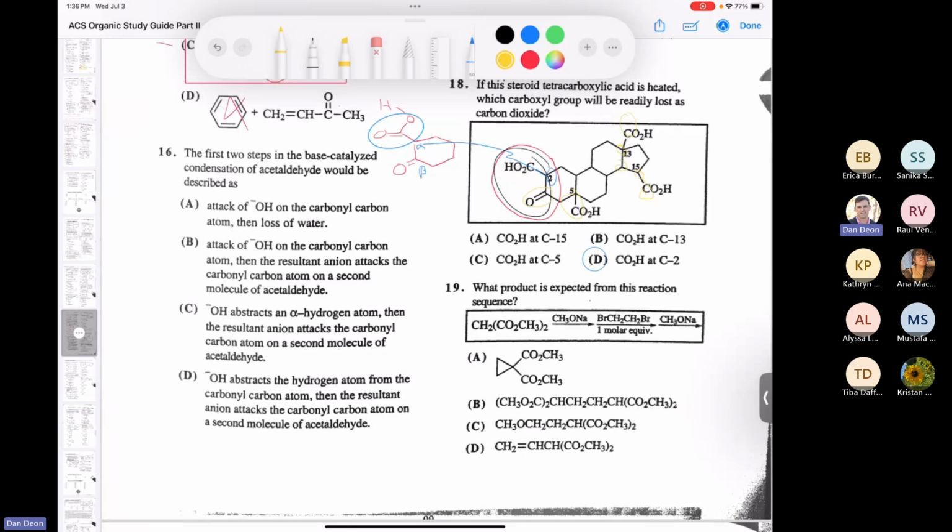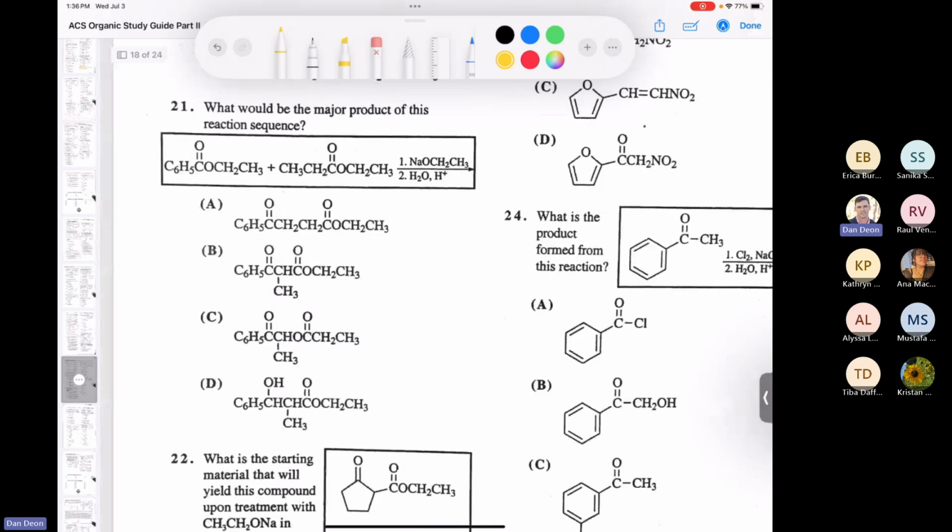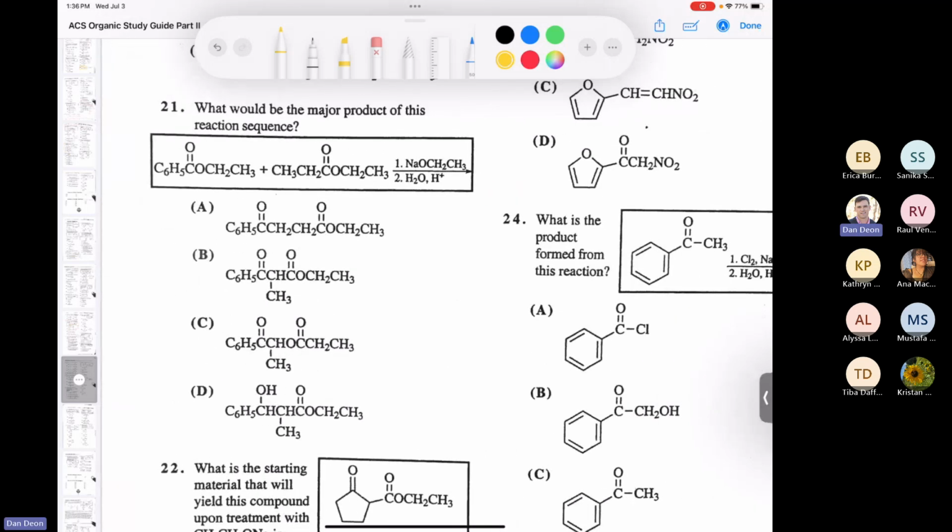Okay, let's move on to question number 21, I think. Yes, question 21 is a good one. What would be the major product of this sequence in question 21? We're taking this ester here, so this would be ethyl benzoate. If you draw the bond lines, you have ethyl benzoate, and then this here is ethyl propionate. So that is this compound, ethyl propionate. You can see the only compound here that has an enolizable proton is going to be the one in blue, right?